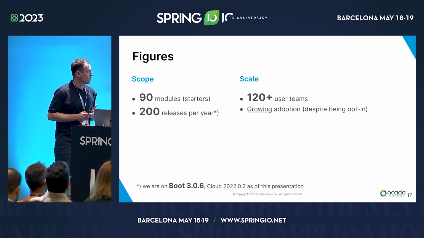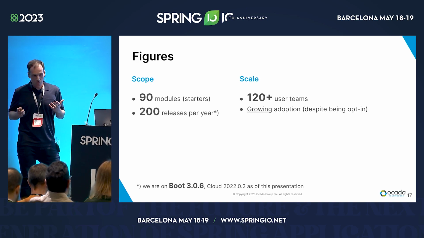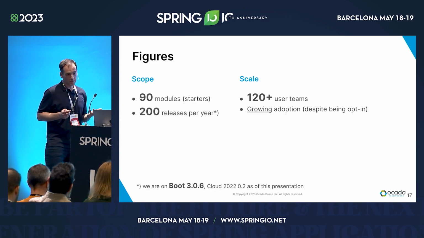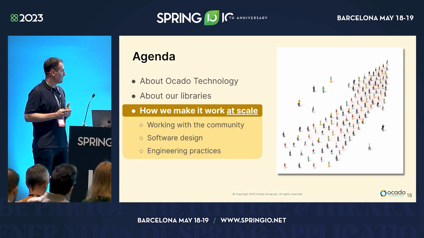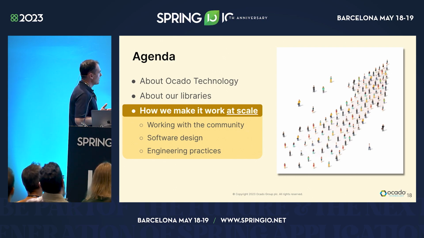120 teams, and we have growth, meaning people want it because they don't have to use our technology, but for some reason they do. Okay, now moving on to the important section, how we make it work at scale.